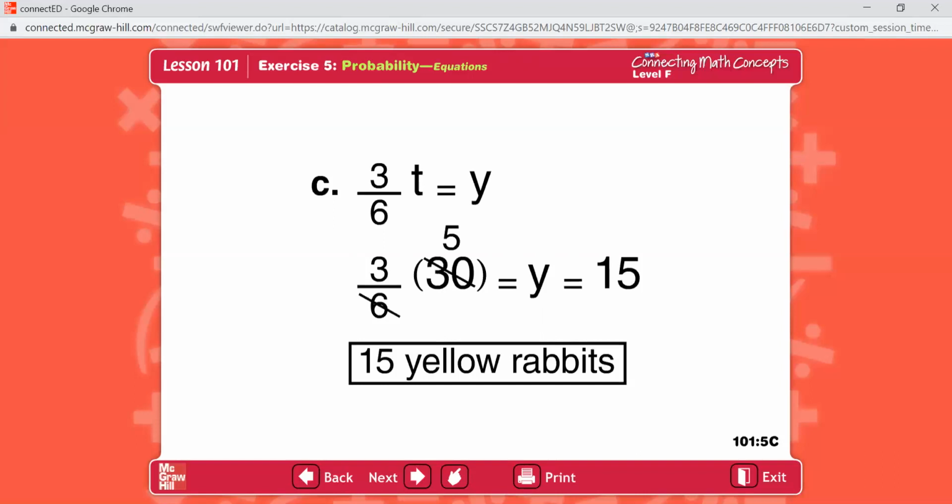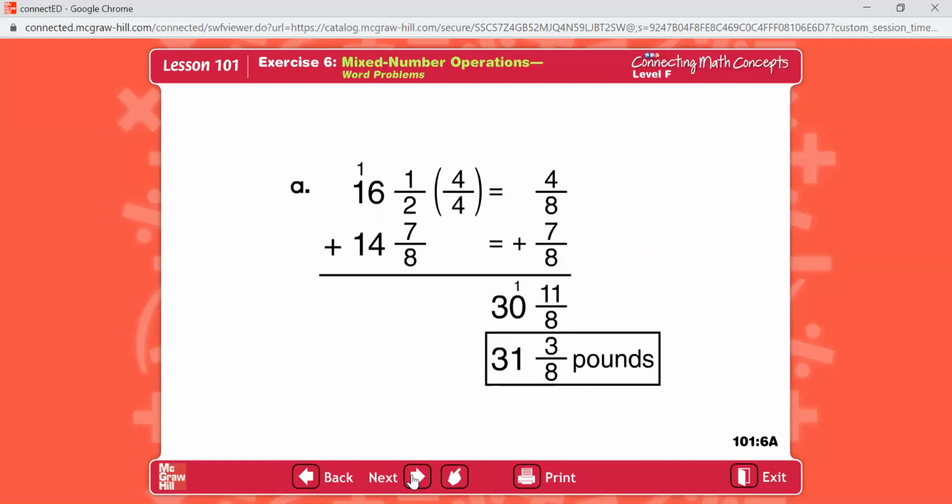Problem A, the cow gained 16 1/2 pounds last week and 14 7/8 pounds this week. How much weight did the cow gain during the 2-week period? The addition problem you start with is 16 1/2 plus 14 7/8. Write the problem. Rewrite the fractions so that they have the same denominator and work the problem. Pause the video now to solve. Here's what you should have.